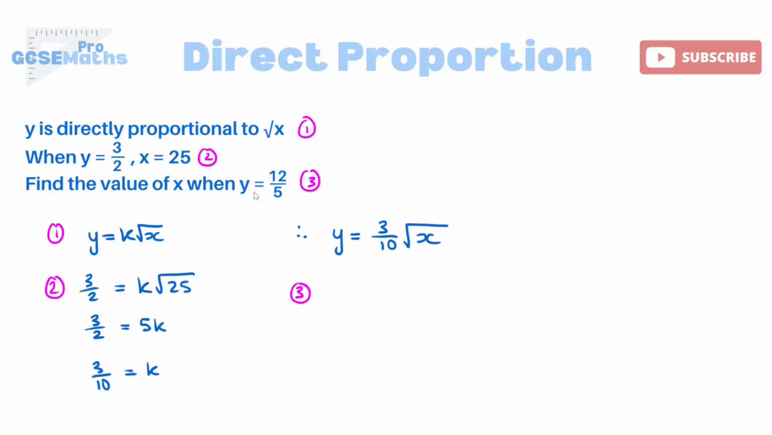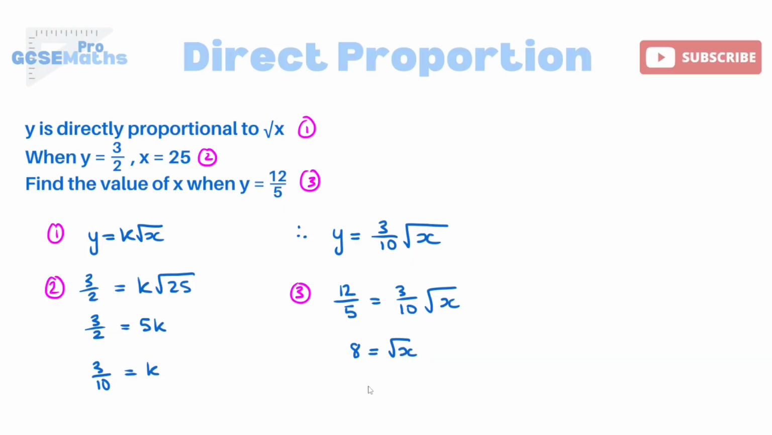Find the value of x when y is 12/5. So 12/5 is equal to 3/10 square root of x. And it's just rearranging, isn't it, at this point, solving. So I'm going to divide by 3/10. If you divide 12/5 by 3/10, you should get 8.